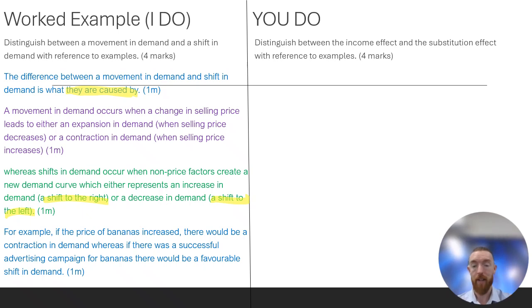So what I need to do now, very similar in idea, but different concepts. We're working on the skill of distinguishing. I need you to distinguish between the income effect and the substitution effect with reference to examples. So what I need you to do here is to describe both the income effect and the substitution effect. I need you to point out the difference between the two concepts, and then give some examples specifically, which is just going to really mean, as you describe them, mention products that it would happen to. So that's a 4-mark question, should take you about 6 minutes to do, and then you're going to get on to your classwork for the rest of the session.